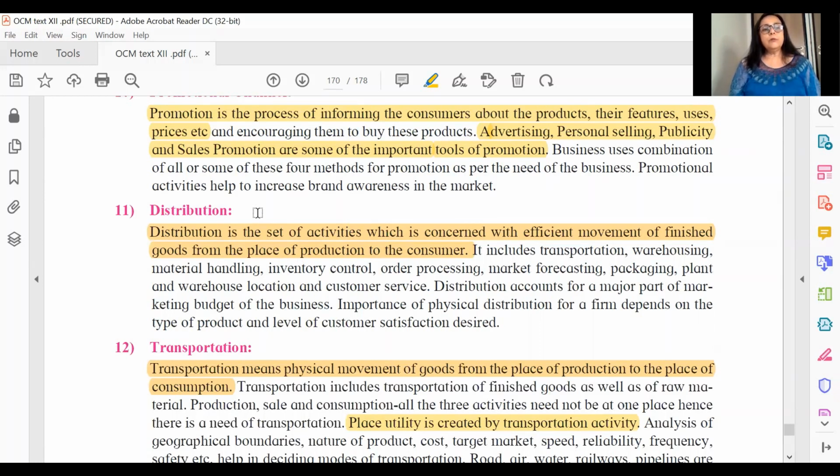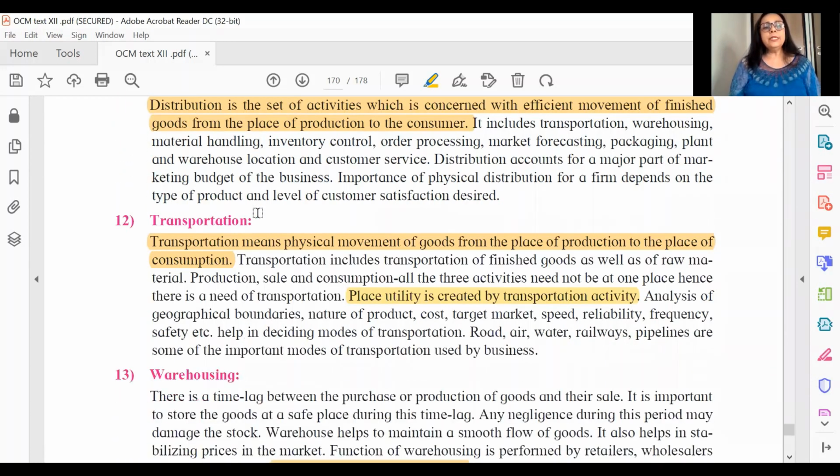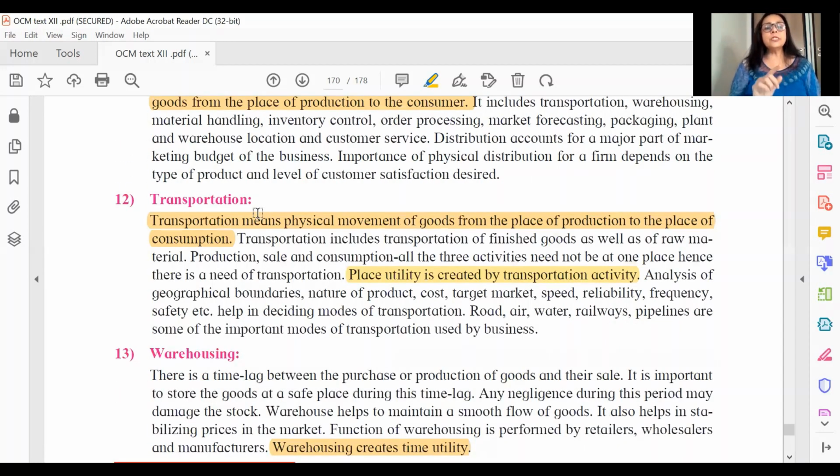Again, a very important point here, distribution, 1-liner objective on distribution. It is a set of activities which is concerned with efficient movement, smooth movement of finished goods from place of production to consumers. So this is the whole essence of marketing, as we said. Now, we know that in the topic of business services, transportation has been omitted. However, your question paper can have an objective on transport because there are 2 objectives here.